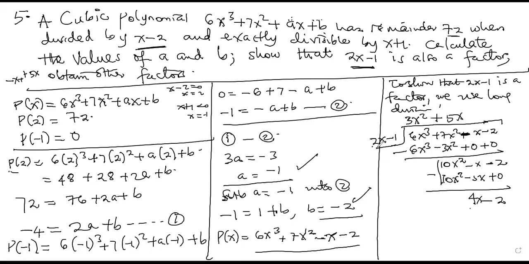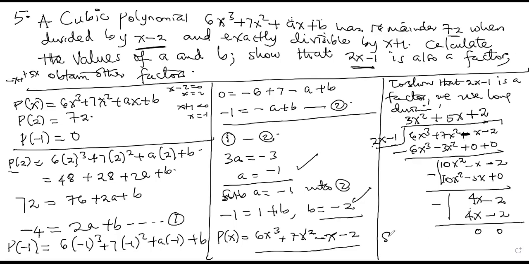4x divided by 2x, you get a 2 plus 2. Then 2 times 2x, that is 4x. And 2 times -1, that is -2. When you subtract, it gives remainder 0. So they said show that 2x minus 1 is also a factor, and therefore you'll be saying that since the remainder is 0, then 2x minus 1 is also a factor.